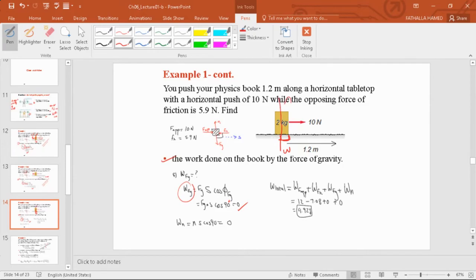We can do the same thing for the normal force. The normal force is up. You're moving that way. So the angle between the normal force and displacement is 90 degrees, and cosine 90 degrees gives you 0. So the work done by the normal force is 0 as well.